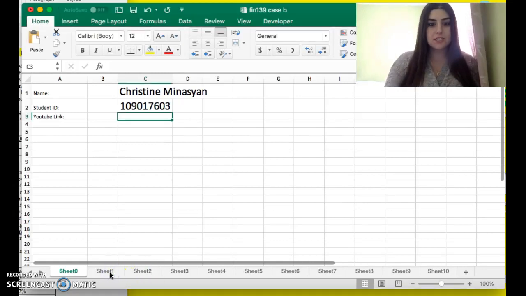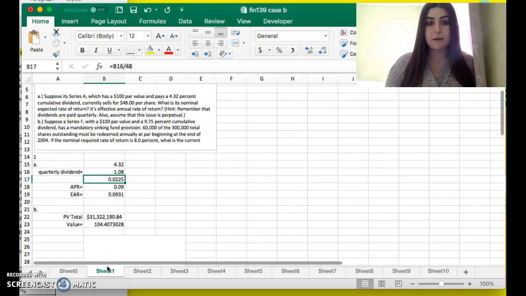The first question starts by stating a few facts about Series A with the $100 par value, a 4.32% dividend, and selling for $48 per share. It wants to know its nominal expected rate of return and its effective annual rate of return. So using the given information, we find the quarterly dividend by dividing the dividend by 4, which comes out to $1.08. Then we get an APR of 9% and an EAR of 9.31%.